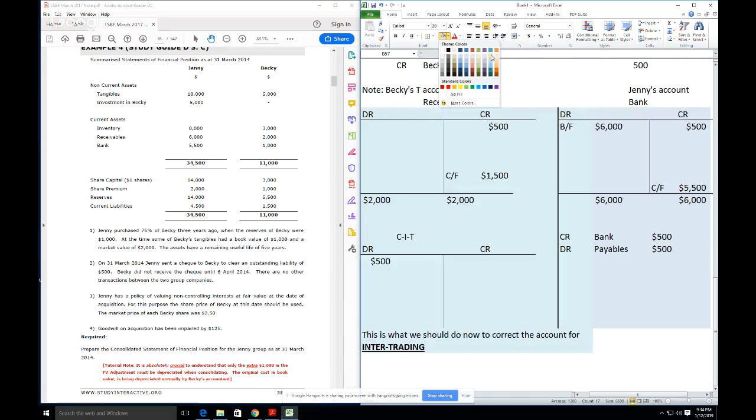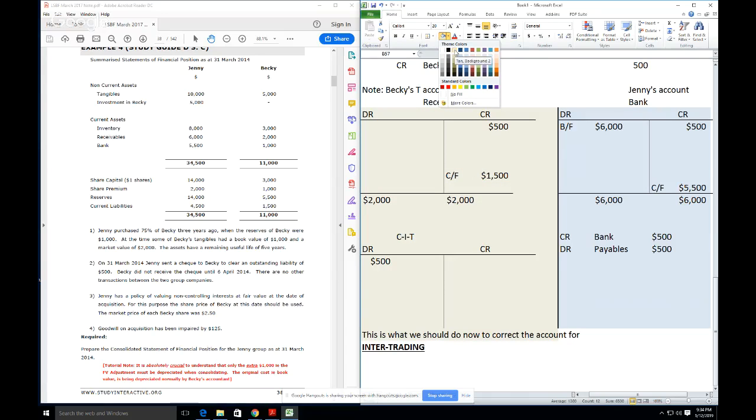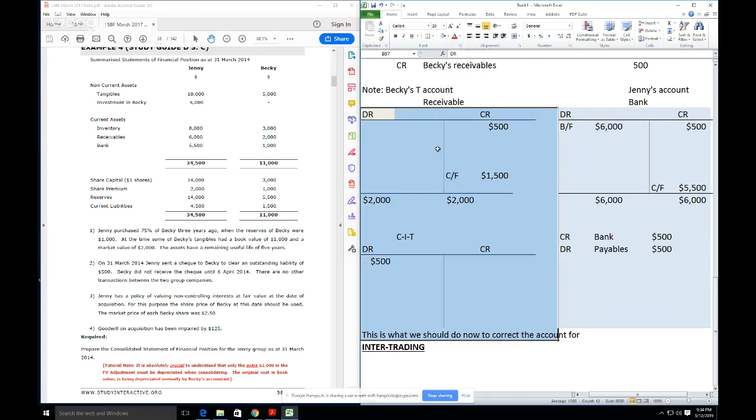For Becky, which is here now, Becky has not received that money. Because clearly it was said here that Becky received the money as at 6th of April 2014. Our goal is not to sort out who received or who didn't receive. Our goal is to remove whatever looks like intercompany trading in the account. We want to remove that 500. The person that received, it has to be taken out of the account.